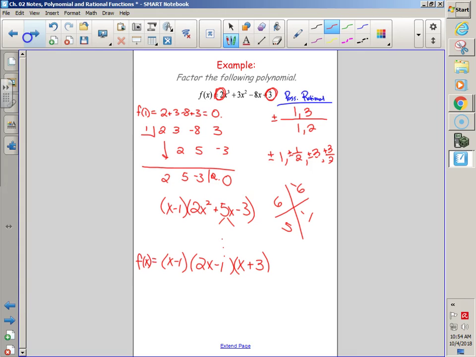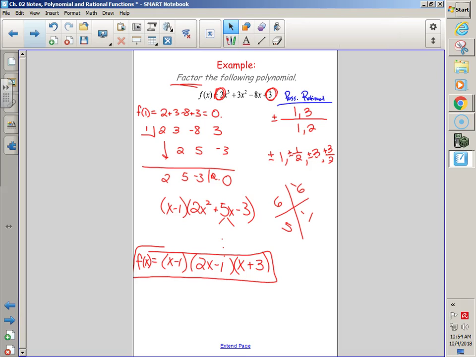Do I need to keep going? Should I keep going if it just says factor? No. What do the directions need to say for me to keep going to x equals numbers? Find the possible zeros. Yeah. Find the solutions or find the zeros.